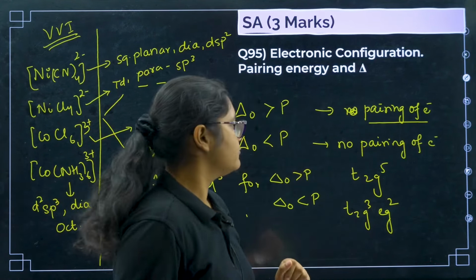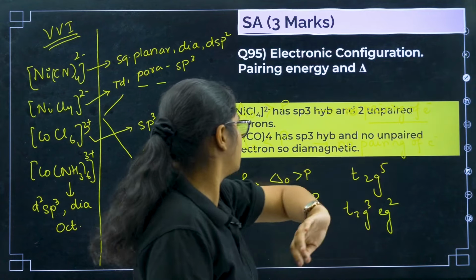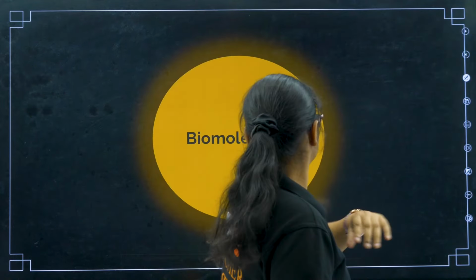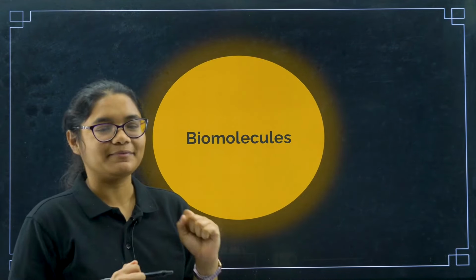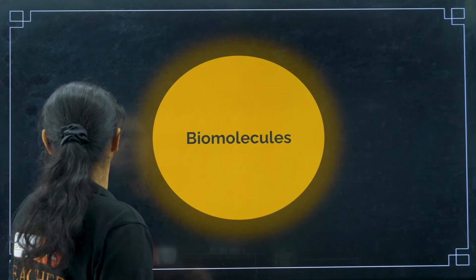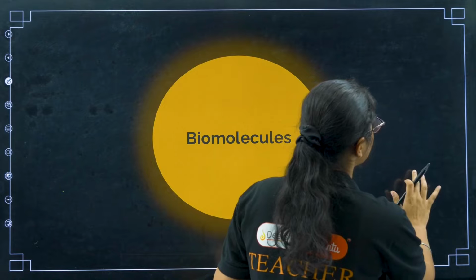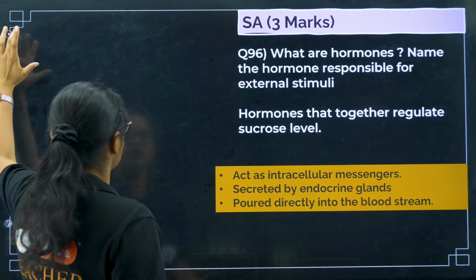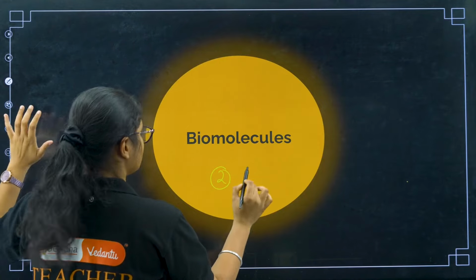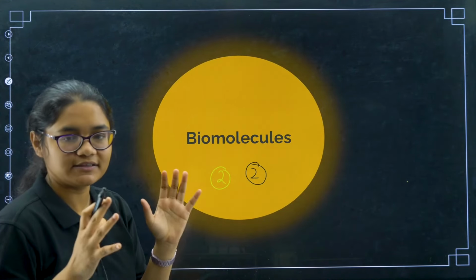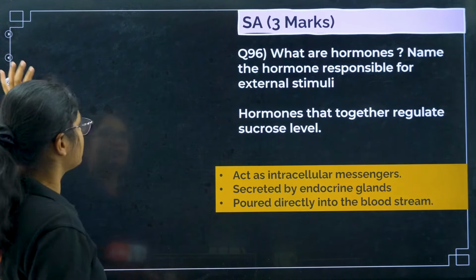Okay, now we'll be moving towards the next one, that is biomolecules. Now let us see the next chapter, biomolecules. In this chapter you will get one 2-marker question in Section B. So for that, what all things should you prepare?